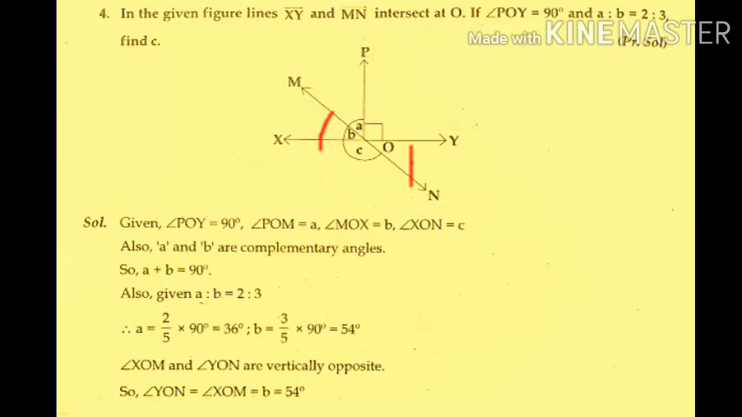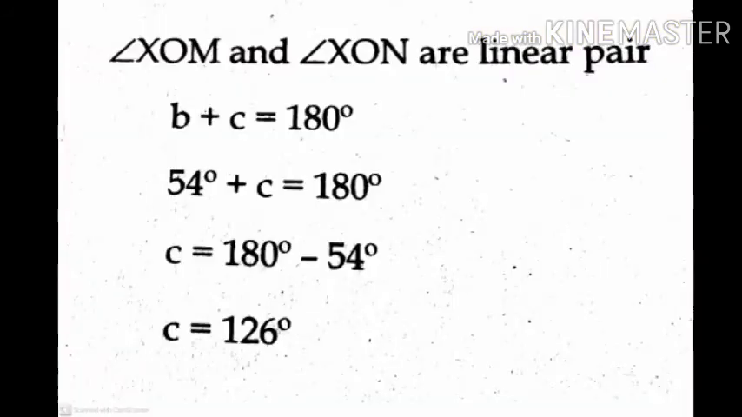Angle XOM and angle YON are vertically opposite, so they are equal. Therefore, angle YON is equal to angle XOM is equal to b is equal to 54 degrees. In the given figure, angle XOM and angle XON are a linear pair. Therefore, angle b plus angle c is equal to 180 degrees. We know b value is 54 degrees, plus c is equal to 180 degrees.